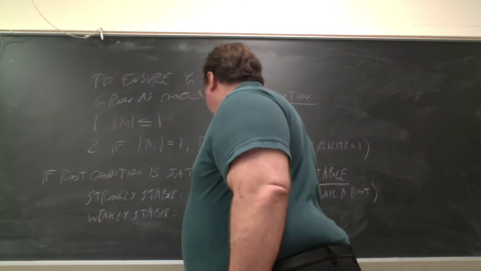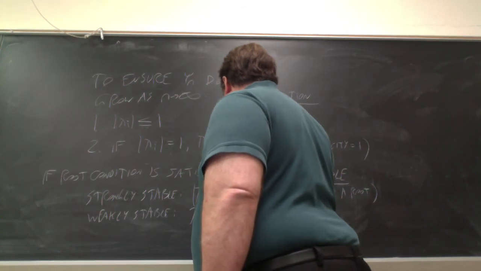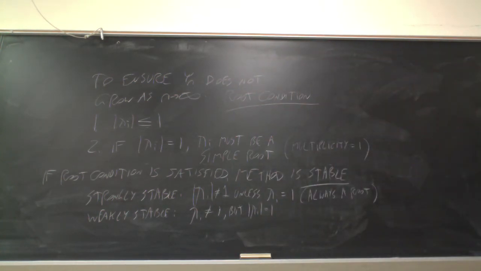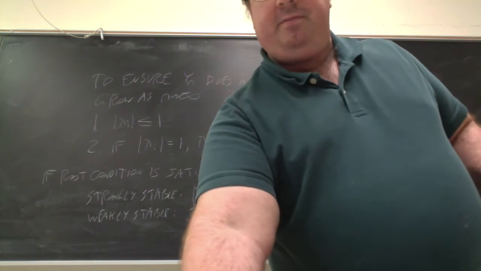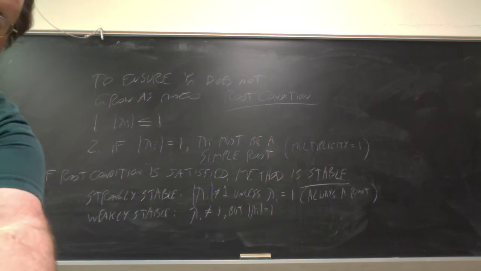if you have a root that is not equal to 1, but its absolute value is equal to 1. For example, minus 1. If that is a root of your characteristic equation, then the method is weakly stable. Or complex roots like plus or minus i, because those have a magnitude of 1, but they're not equal to 1. Okay, so that's the deal on the root condition in general.